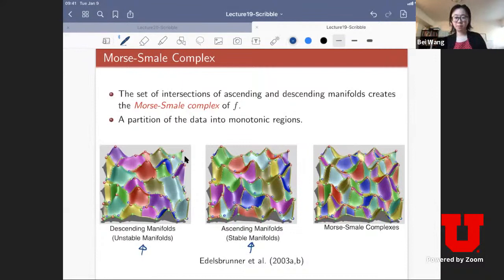Okay, for example, if I look at the area where we focused before, this descending manifold, when it intersects with a bunch of ascending manifolds, the partition from the ascending manifolds further divides the descending manifold into four different pieces. Okay, so that's what you get. But in detail, how does it look? Let's just zoom in a bit, okay?